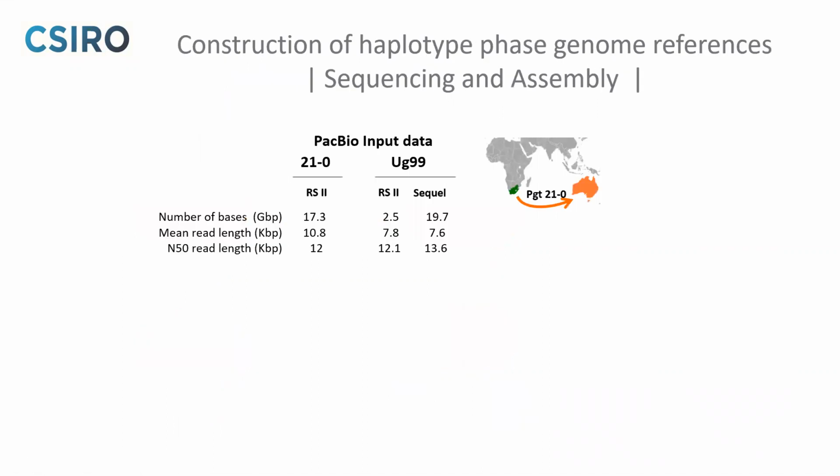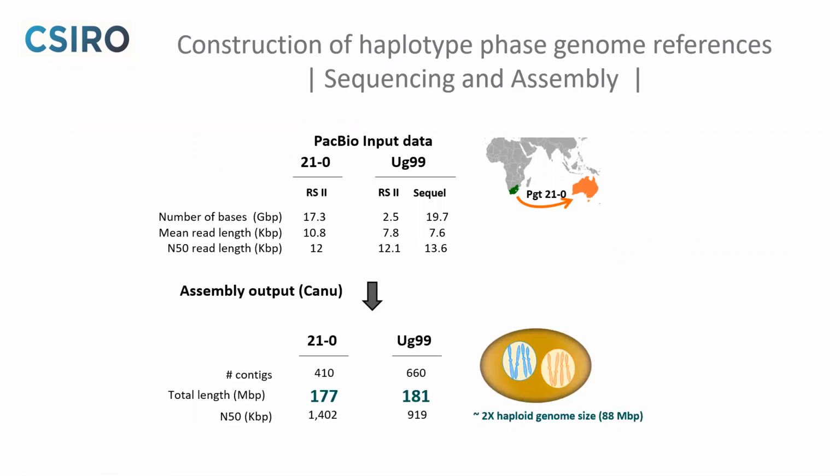So this work started by us selecting two strains, 21-0 and Ug99, and acquiring PacBio data for both. PGT21-0 is a strain that is very predominant in Australia, and it came from South Africa in the 1950s. We applied this assembler called Canu, and as you can see here, the size of the assemblies was actually twice the size of a haploid genome size, meaning that we were very successful in acquiring all the information for both nuclei.